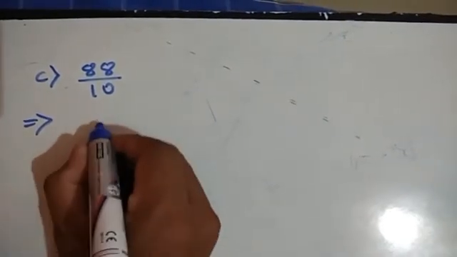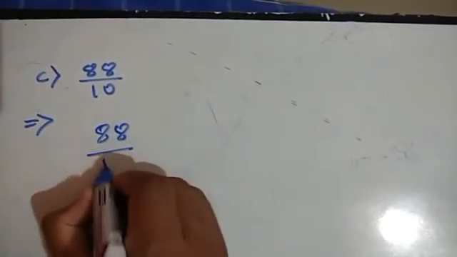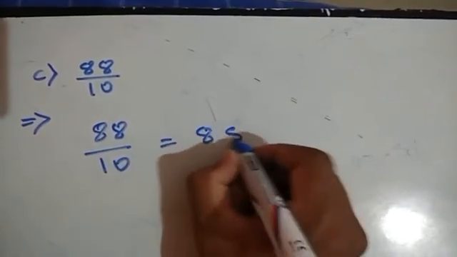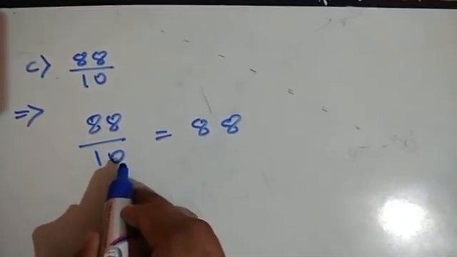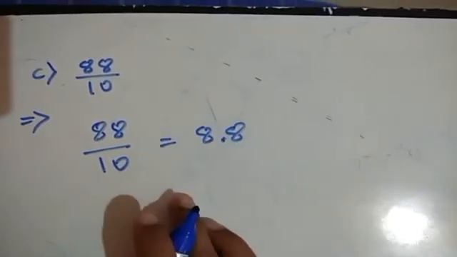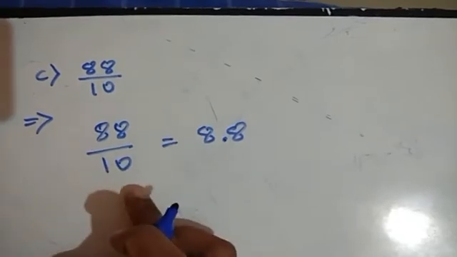Or this fraction we can write directly as a decimal. How? See here 88/10. In this number, what is the numerator? 88. Write down as it is. Now in the denominator, how many zeros we have? 1 zero. So before 1 digit decimal point. Okay. Therefore 88/10 is equal to 8.8.